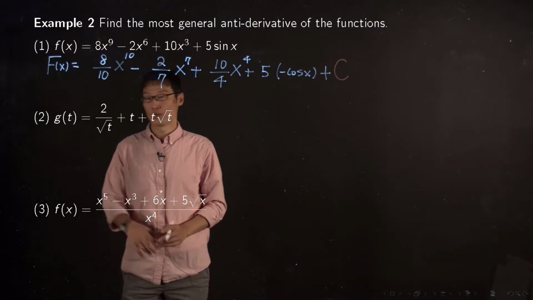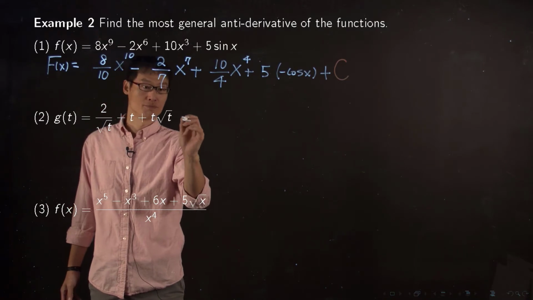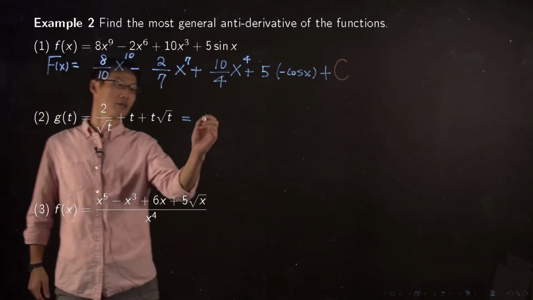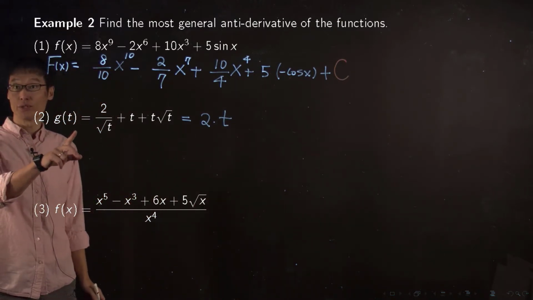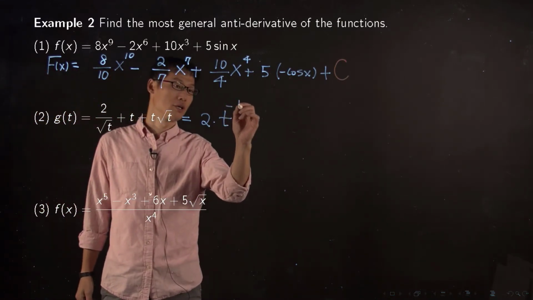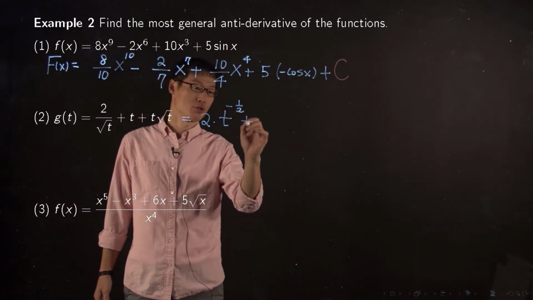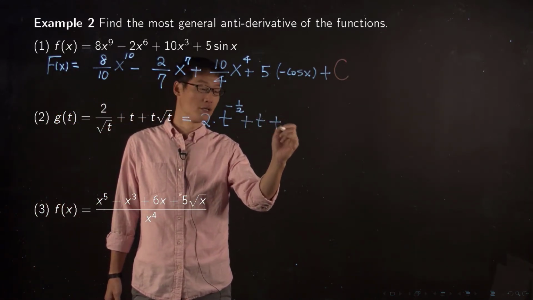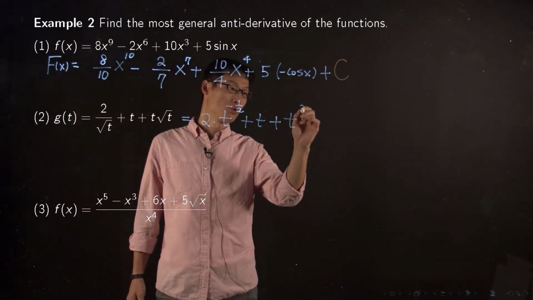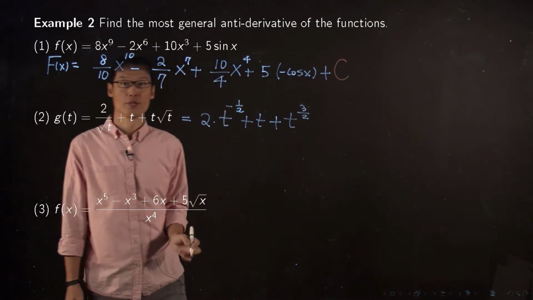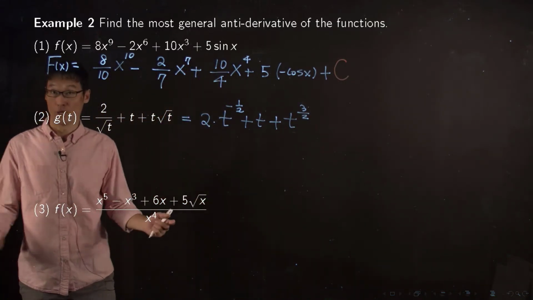Number 2. Well, we can start with rewriting a little bit. So this function becomes, the first term is t to some power. We have a square root in the denominator. That's why we need the new power, negative 1/2, plus t to the 1 plus, well, we have t to the 1 times t to the half. So t to the 3/2. And we take the antiderivative of those terms one by one.